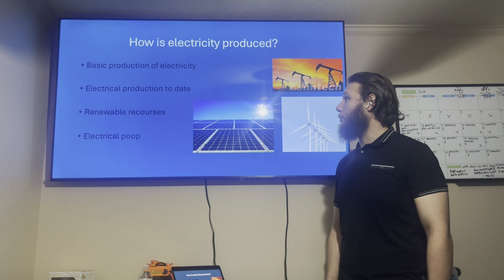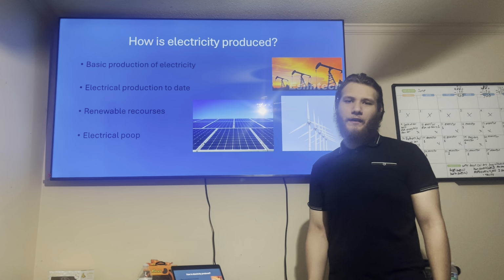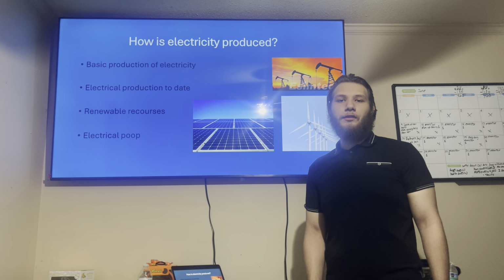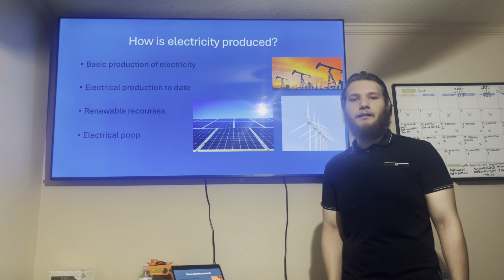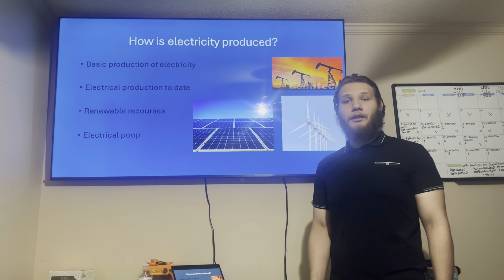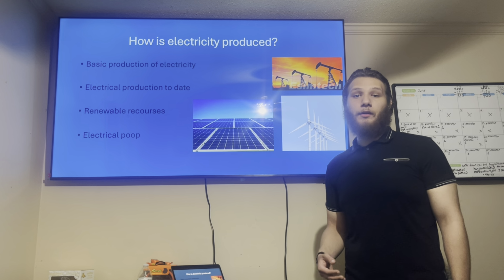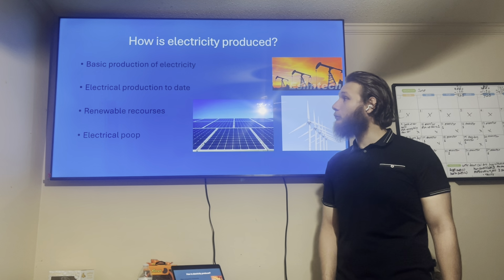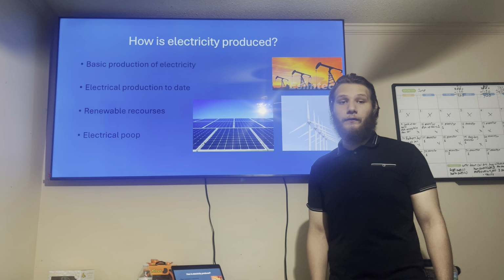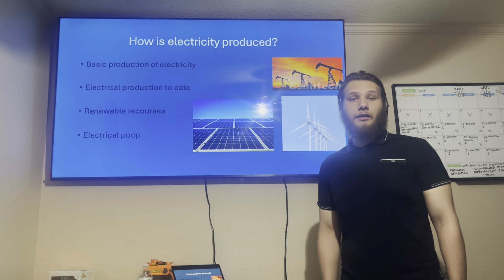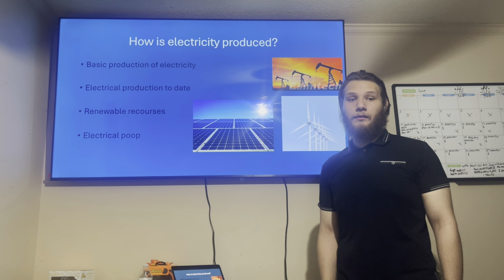How electricity is produced. Basic production of electricity is very straightforward. It's produced by mechanical energy turning to electrical energy. You can think about this as the alternator in your car. It uses your motor's mechanical energy to turn to electrical energy that charges your battery. Now, the most common electrical production to date is burning fossil fuels. According to the U.S. Department of Energy, 60% of our energy is made by burning fossil fuels.